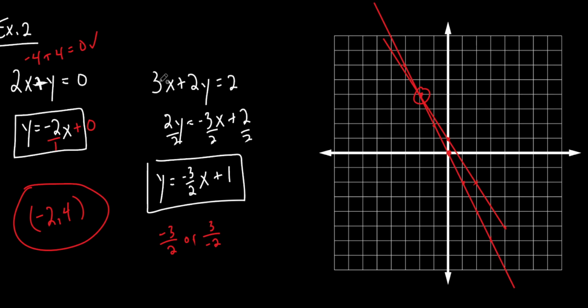Let's put it into this one right here, our original. You could put it in here if you wanted, but let's put it in the original. So 3 times x, or 3 times negative 2, what's that? It's negative 6. Plus 2 times y, 2 times 4 is 8. Negative 6 plus 8, does that equal 2? Yes, it does. That checks. So good, we got it. And we checked it 100% without a shadow of a doubt. I know I got the right answer.